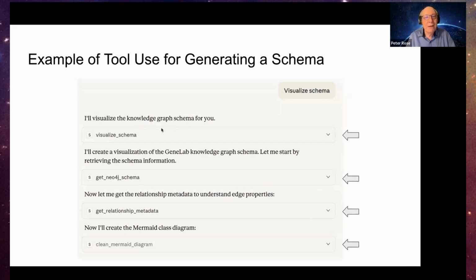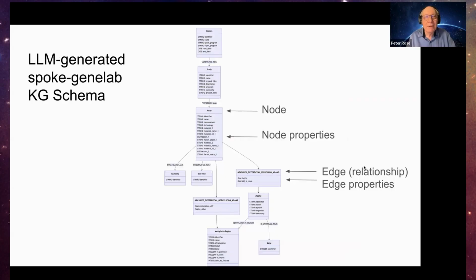It says, okay, I need to create a schema visualization, but first I need to understand the schema of it. So it runs this get schema tool to get the schema. Then it says, oh, I need to also understand the edge properties. So let's run this get relationship metadata tool. And then finally, it creates what's called a Mermaid class diagram, essentially creating a schema. So you see it uses four tools basically to create the schema, and the schema looks like this.